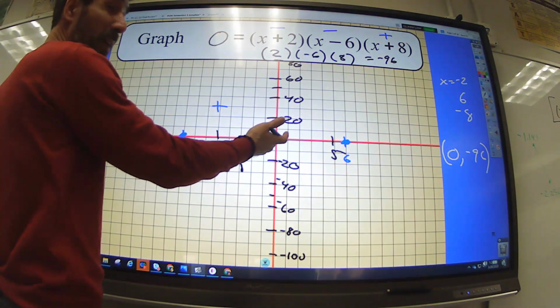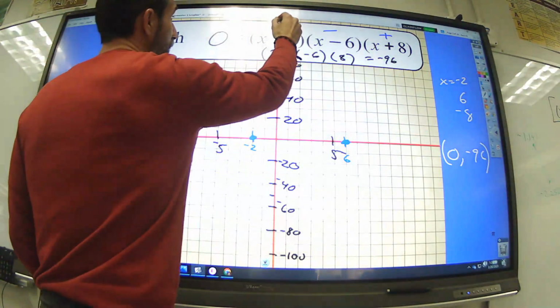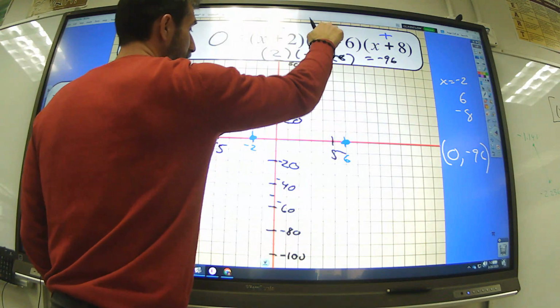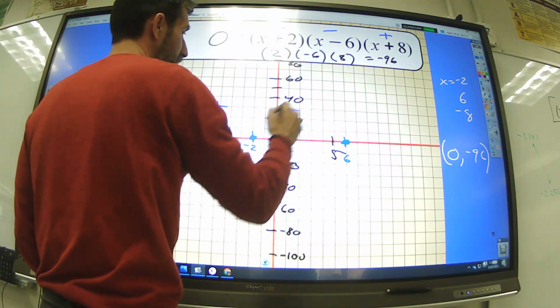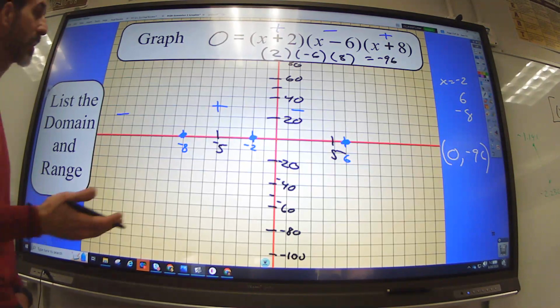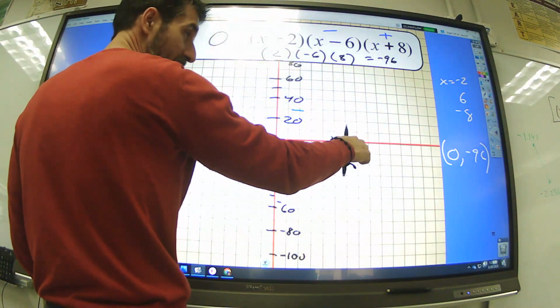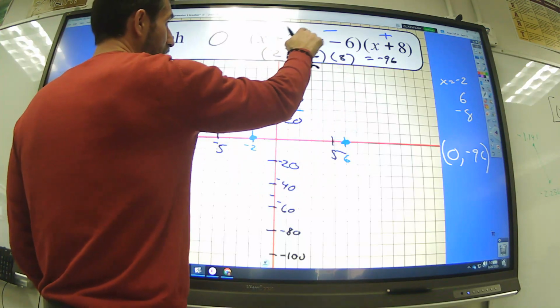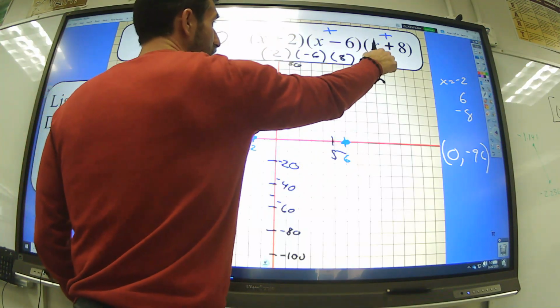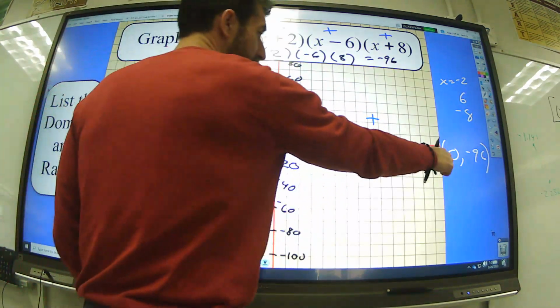Let's do 0. We already did 0, but 0: positive, negative, positive. I got a negative, right? 1 negative. And then let's test 7. 7 plus 2 is 9. 7 minus 6 is positive 1. 7 plus 8 is 15. Positives.